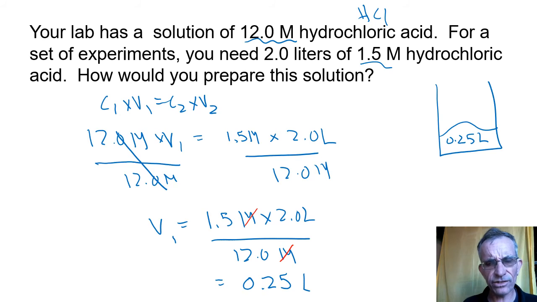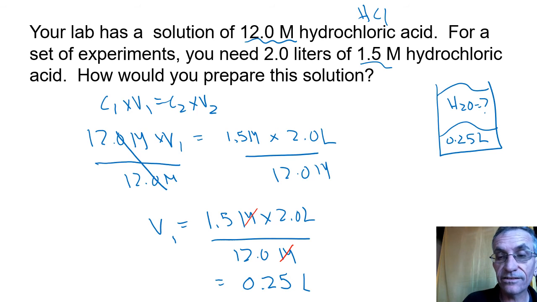Now, that's not all you're going to grab, right? You also have to grab some water. So if it says, how would you prepare this? You've told me how much of this stuff to get. The other thing I need is the water. How much water would I get? What's the answer to that? How much water would you need? Keep in mind you're going to make 2 liters.